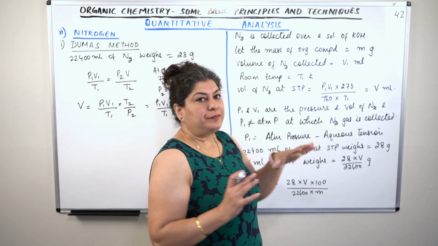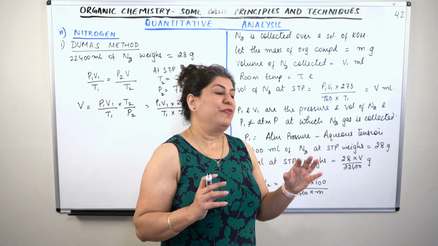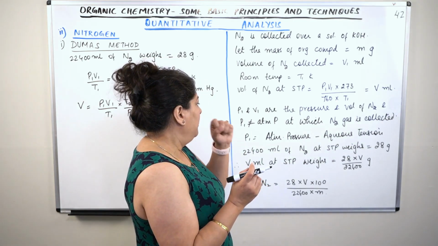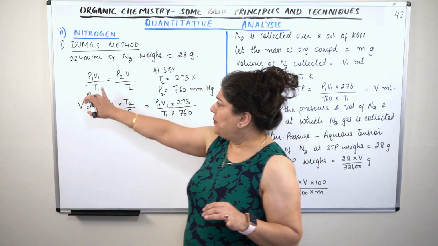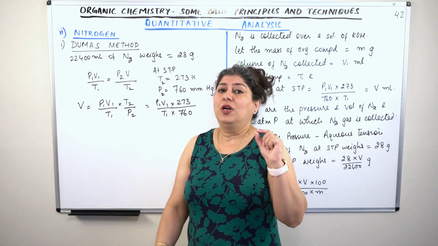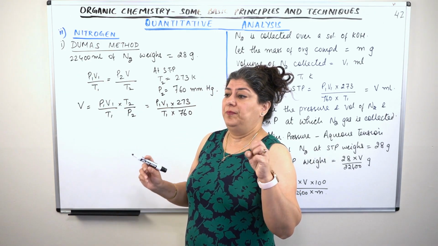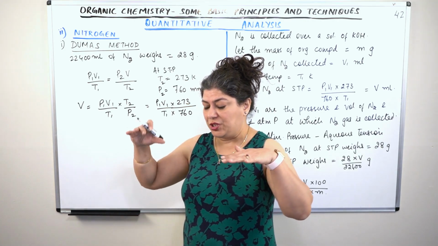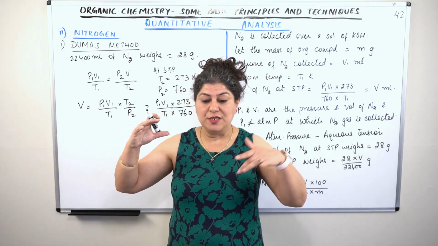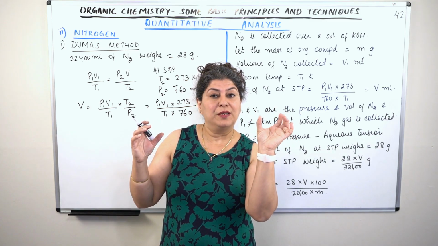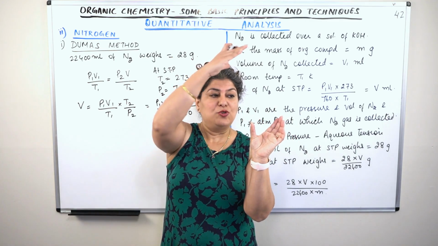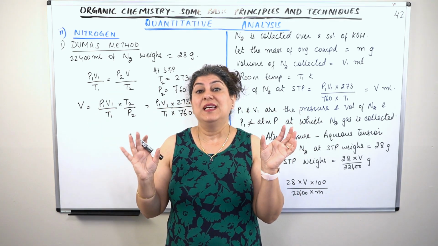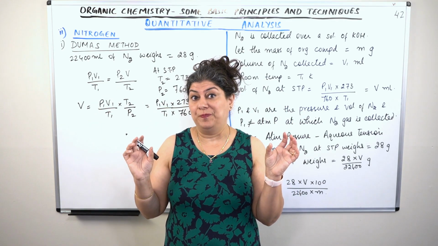P1 and V1 are the pressure and volume of nitrogen that we have calculated under the experimental conditions. But P1, the pressure that we get here, is not equal to the atmospheric pressure. Why are we talking of atmospheric pressure? If you notice in the apparatus, the other vessel was kept open, and I told you the atmospheric pressure is pushing it down. So the pressure of this experiment is equal to the atmospheric pressure.